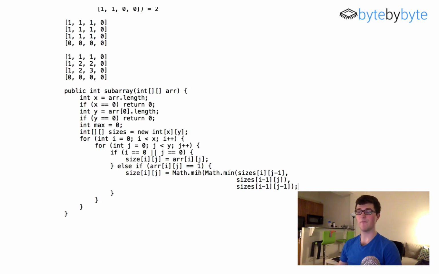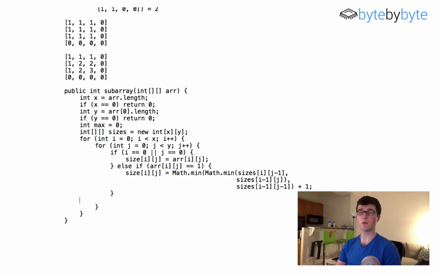Right, so we're taking the minimum. So we're taking the minimum of these two, and then comparing that to the minimum of this one. So we're taking the minimum of those 3 values, and then what we're going to do is set that to be equal to sizes[i][j], and then obviously also we have to add 1 to this. So we're going to do that just plus 1, and so that's going to be our value.